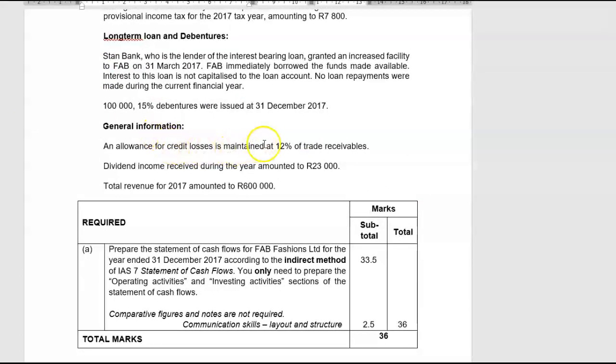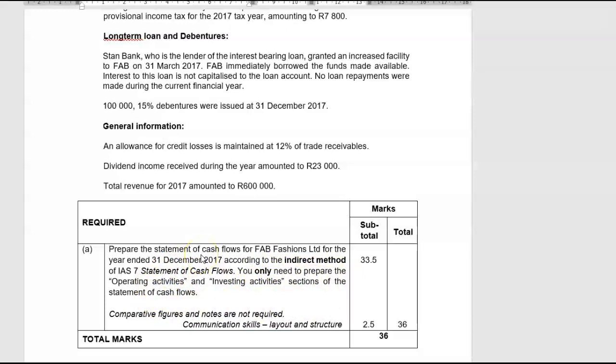An allowance for credit losses is maintained at 12% of trade receivables. Dividend income was 23,000 and total revenue was 600,000. Prepare the statement of cash flow for Fab Fashion for the year ended 31 December according to the indirect method of IAS 7. You only need to prepare the operating activities and investing activities sections of the statement of cash flow. Okay, indirect method, so there's no reconciliation note.